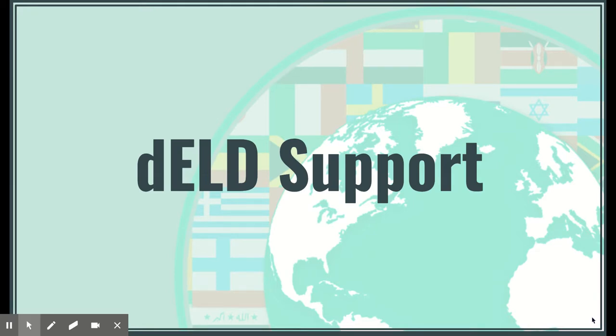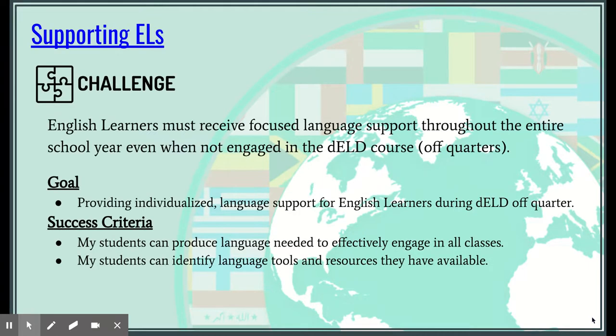I do know of a site that was able to program all of their designated ELD courses during period 7. That means that period 7 happens in every quarter and none of their English learners will be without support in any given quarter. For those sites who were not able to do that, the following plan has been established. The goal of the support would be to provide individualized language support for English learners during their ELD off quarter. I'm calling off quarter the quarter that they don't have ELD.